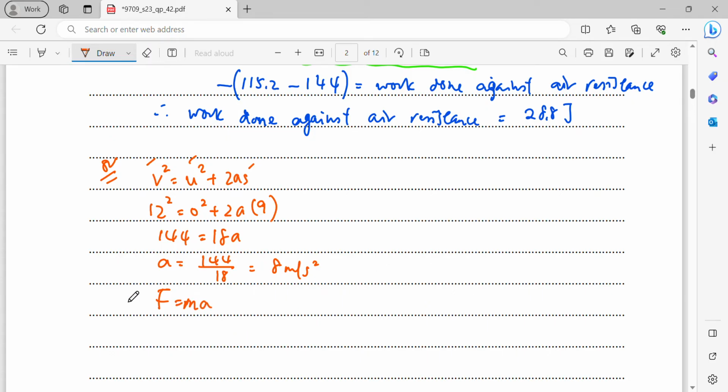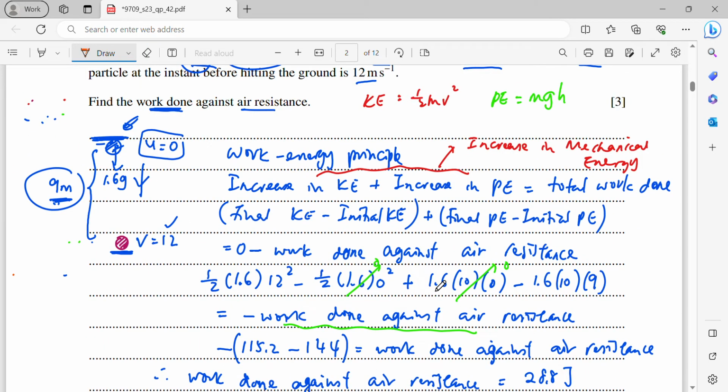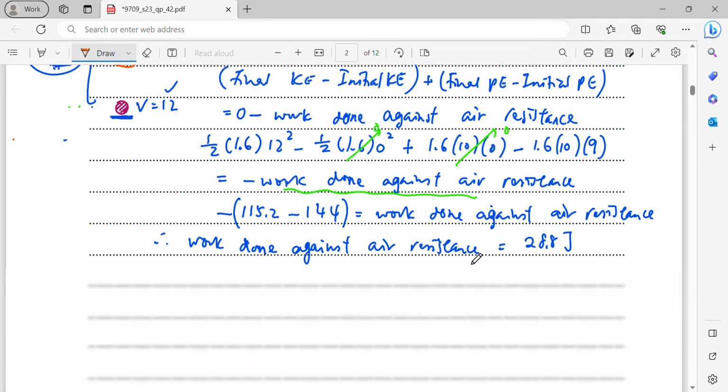Okay, so when you refer to Newton's second law, now look at this diagram. We have the weight 1.6g, then there will be the R. So this R is going to be the force, the force by the air resistance. Alright, so by looking at this, I know that the particle is moving down with the a, then it will be 1.6g minus R equals ma, according to Newton's second law.